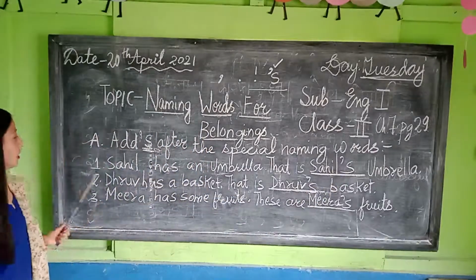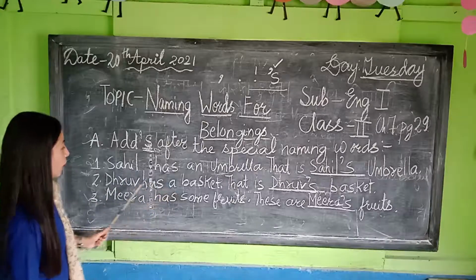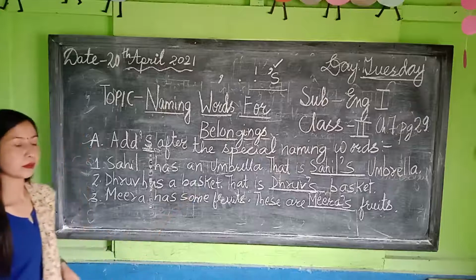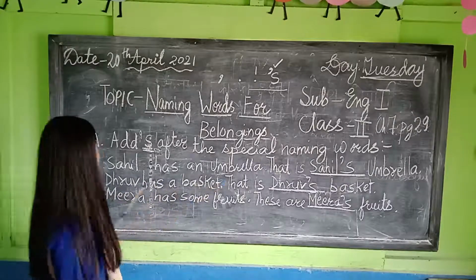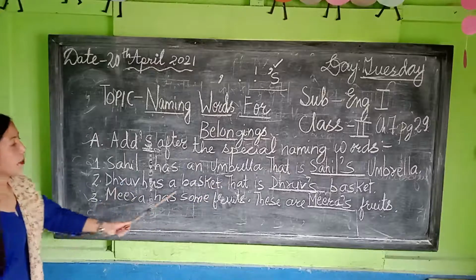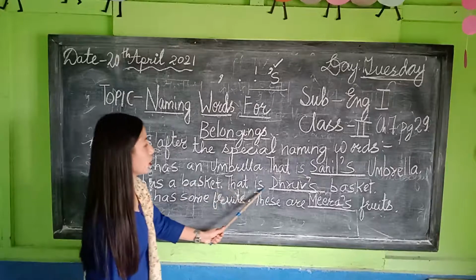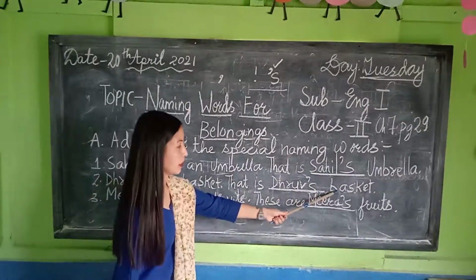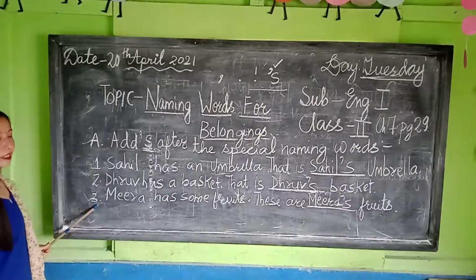Just like that. The second sentence, Dhrup has a basket. Okay, this sentence, now you can see Dhrup is the naming word and basket is the belonging. Okay, now that is Dhrup's basket. Whose basket? Dhrup's basket. Okay, then the next you see number three, like that.